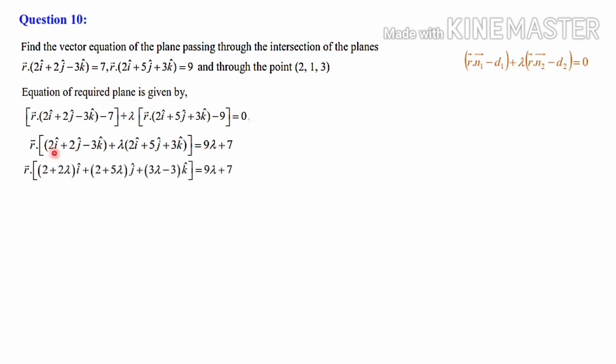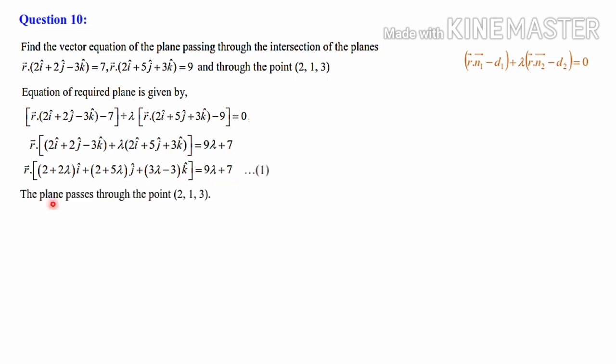Here 2i cap and here 2 lambda i cap. Let's take the scalar components out. That is (2 + 2 lambda) into i cap plus, here there is a 2 and here there is 5 lambda, so (2 + 5 lambda) into j cap. Here there is minus 3 and here there is 3 lambda. So let's take the positive term first, that is (3 lambda - 3) into k cap, equal to 9 lambda + 7. Let's take it as equation number 1.